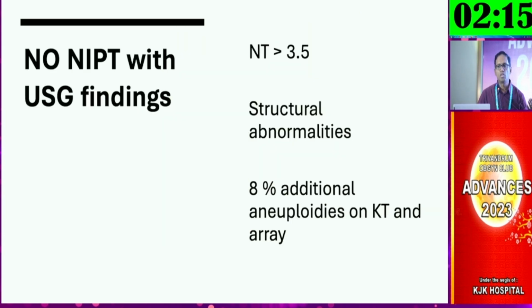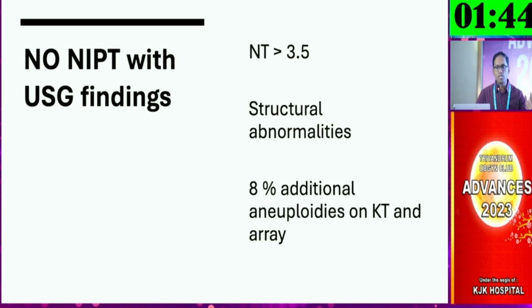What about if you have a structural finding, or if the NT is greater than 3.5, that is the 99th centile across all CRLs? In these conditions, do not go for NIPT. I would want a diagnostic test, because a diagnostic test will tell me whether there is a problem or not. I would not go for a screening test. And whenever you do a karyotype or a microarray, the chances that you will pick up an additional abnormality is as high as 8%. So no NIPT in this group.